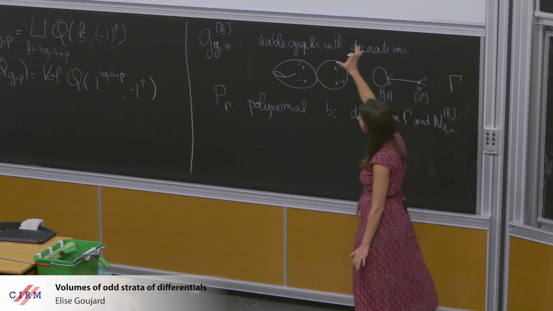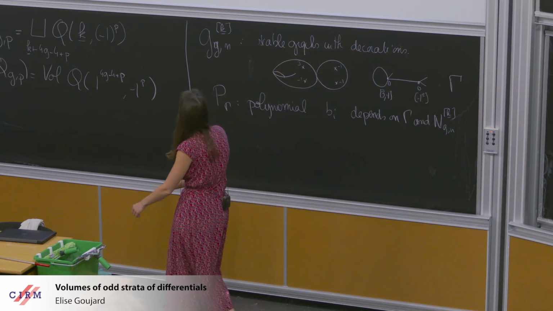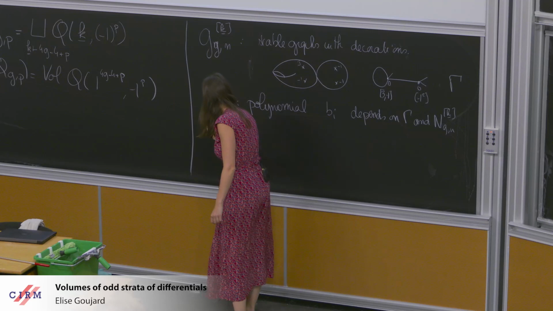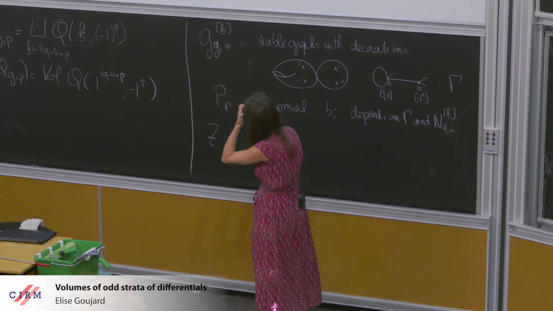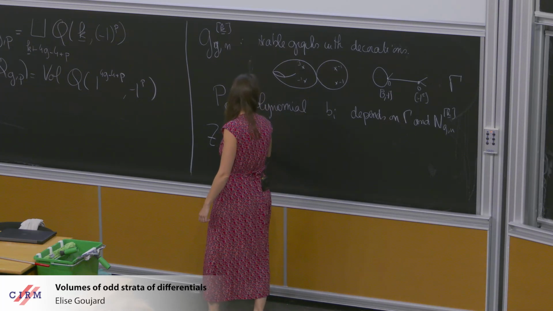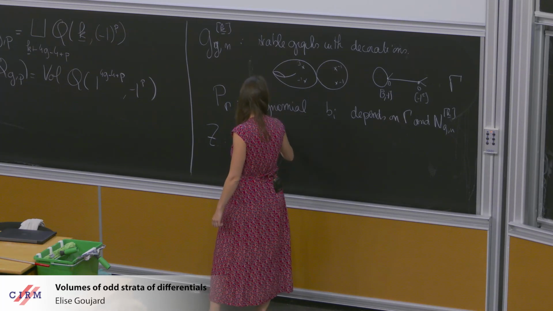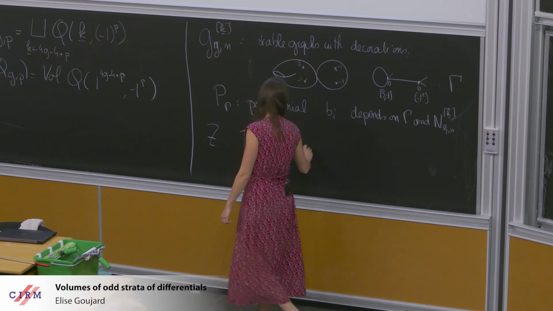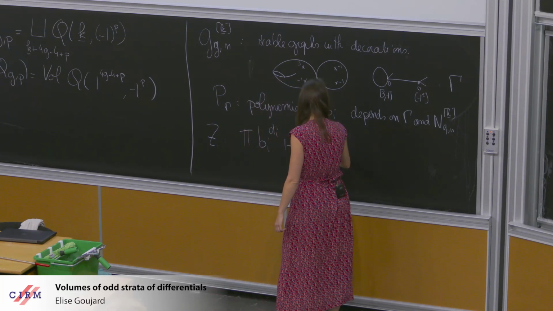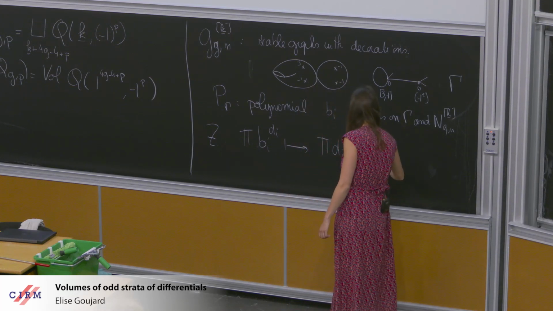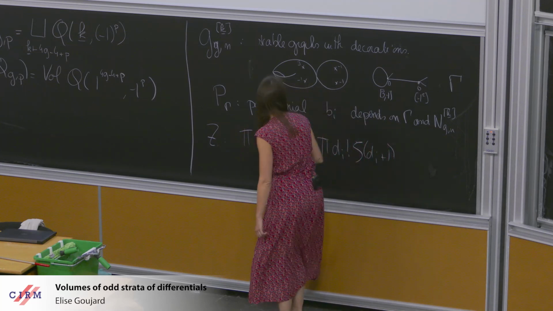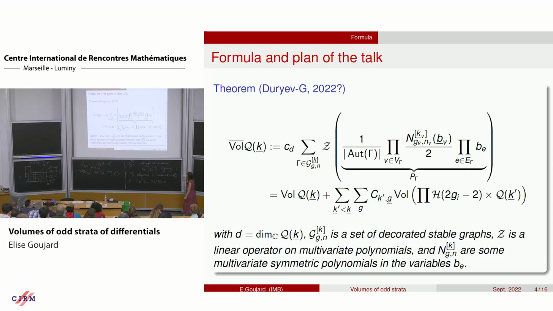So I will show you an example to see how this formula works. And finally, the last ingredient is this operator Z, which is a linear operator on polynomials that sends the product of bi to the di to the product of di factorial zeta of di plus 1. So to each monomial it associates a number. Okay, so this is the first line of the formula.